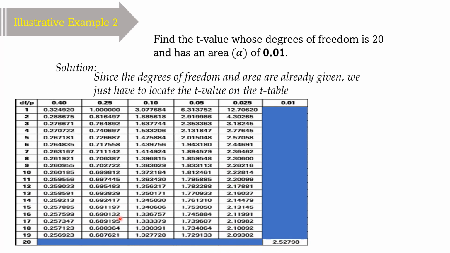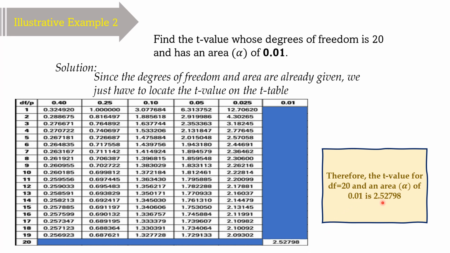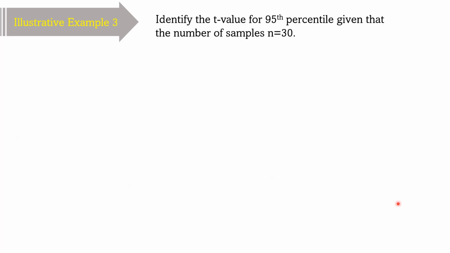Okay, so just the same process: locate the degrees of freedom and then the critical value or area. Then at their intersection, there you go, the t-value. So therefore, the t-value is 2.52798.